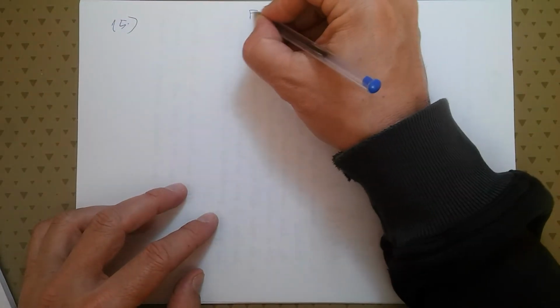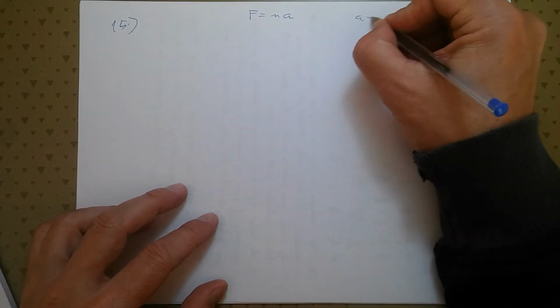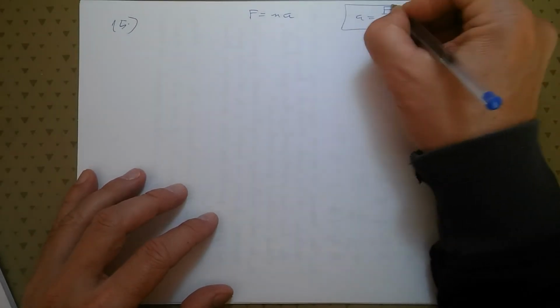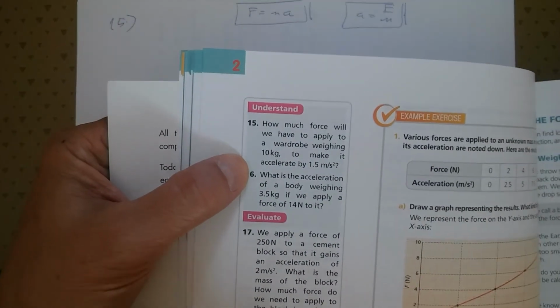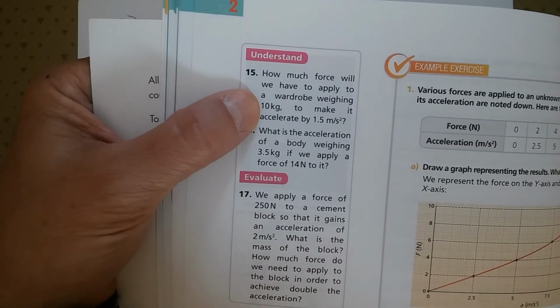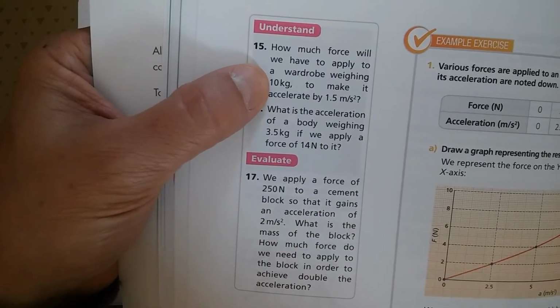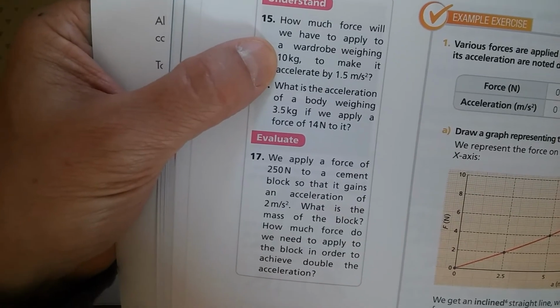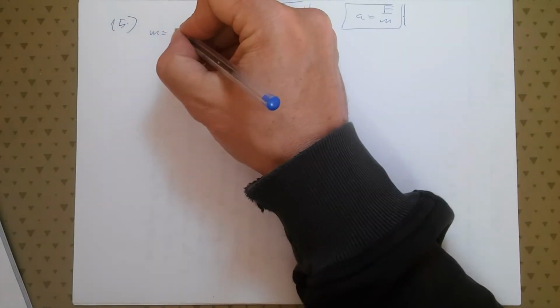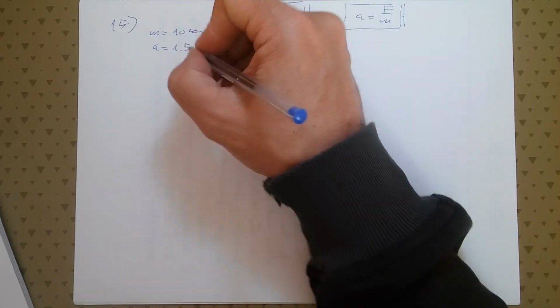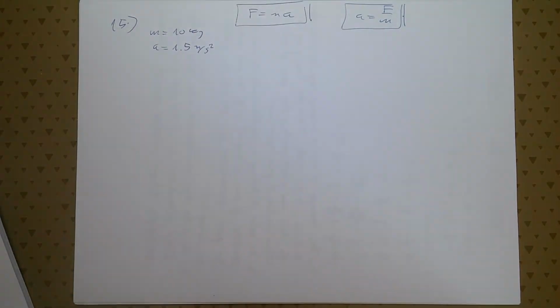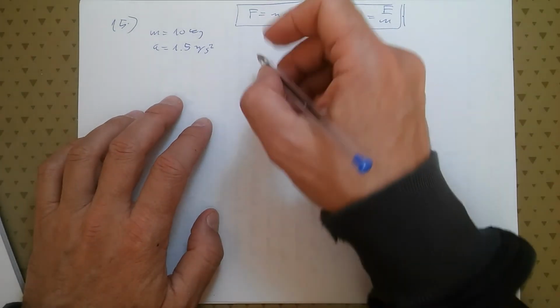And using just these 2 formulas of Second Newton's Law, we're going to work with these formulas. In the first exercise, they ask how much force we will have to apply to a wardrobe weighing 10 kilograms to make it accelerate by 1.5 meters per square second. So they give me the mass, 10 kilograms, and the acceleration, 1.5 meters per square second. And from here we have to calculate the force.